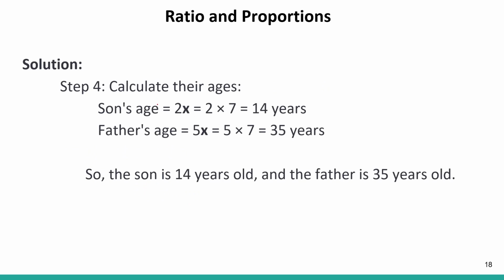So calculating their ages, 2x is equal to 2 into 7 is equal to 14 years, that is the son's age. And father's age is 5x is equal to 5 into 7 is equal to 35 years. That is the father's age. So the son is 14 years old and the father is 35 years old. So this is the final answer.